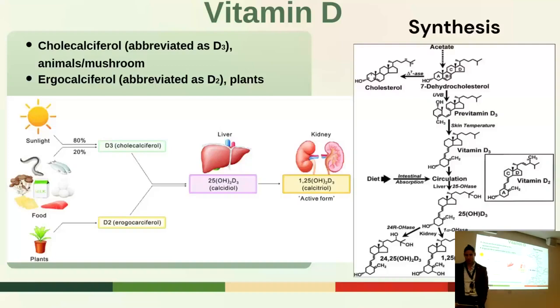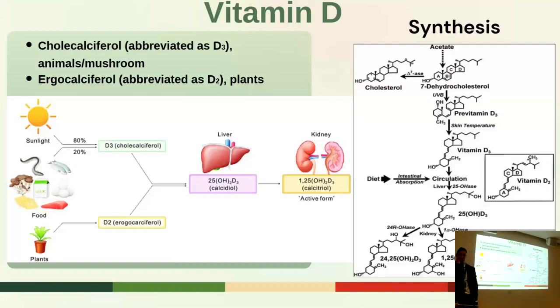Cholecalciferol. So calciferol. This type we call vitamin D3. Get it again from animals, from mushrooms. Then there's ergocalciferol, known as D2. You get that from plants, okay? D3 is the active form we get from the diet. D3 is also the type we get from sunlight, okay?